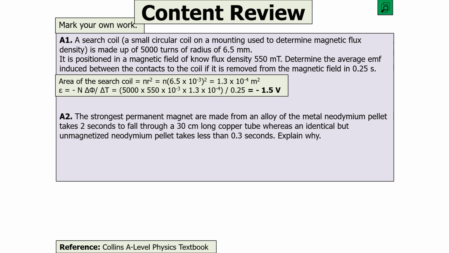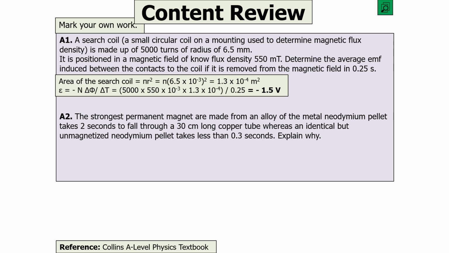We then know that we can work out what the change in flux linkage is by doing BAN. So what is that going to be? So it's 5,000, which is N, times A, which is 1.3 times 10 to the minus 4, times B, which is going to be 550 times 10 to the minus 3. Remember, milliteslas turn into teslas, divided by the time, 0.25 seconds, and we get minus 1.5 volts.